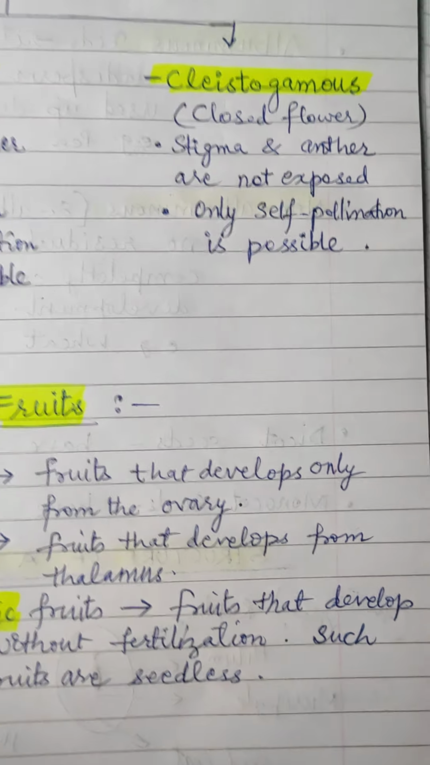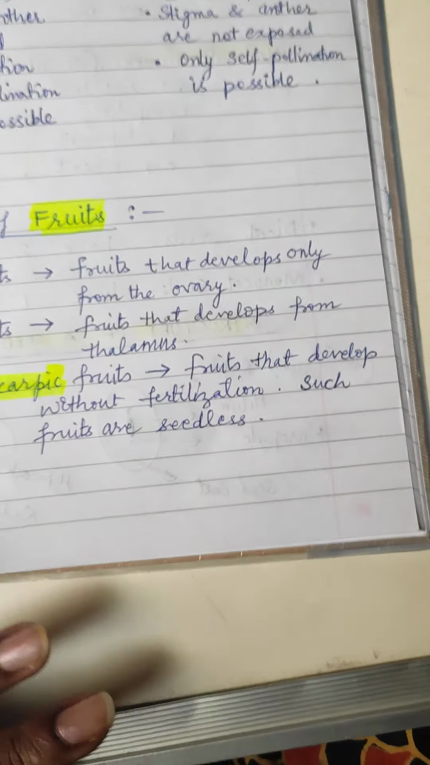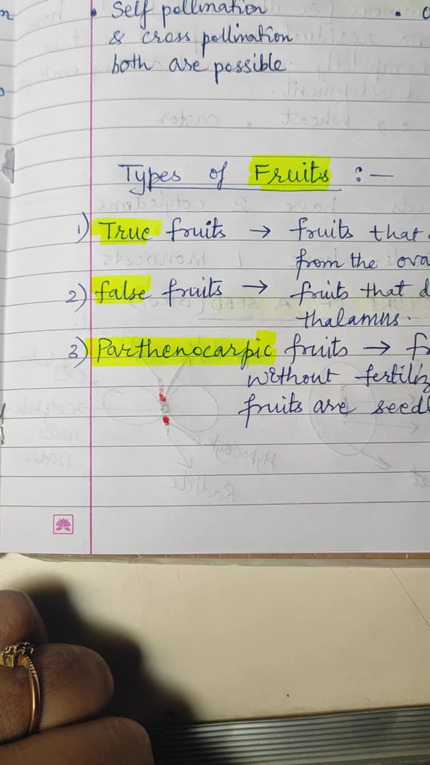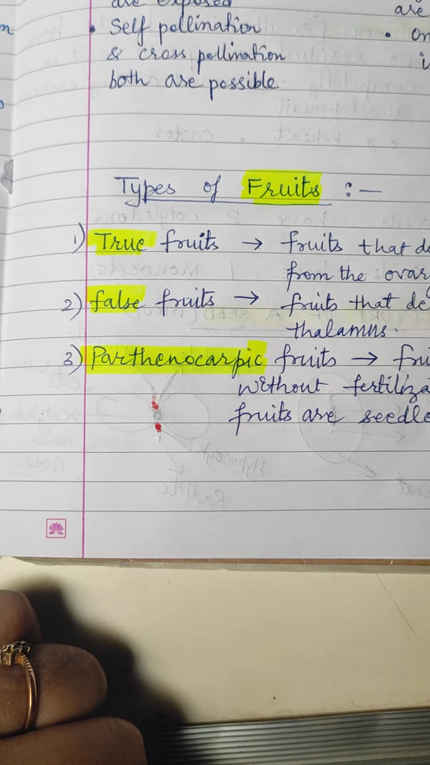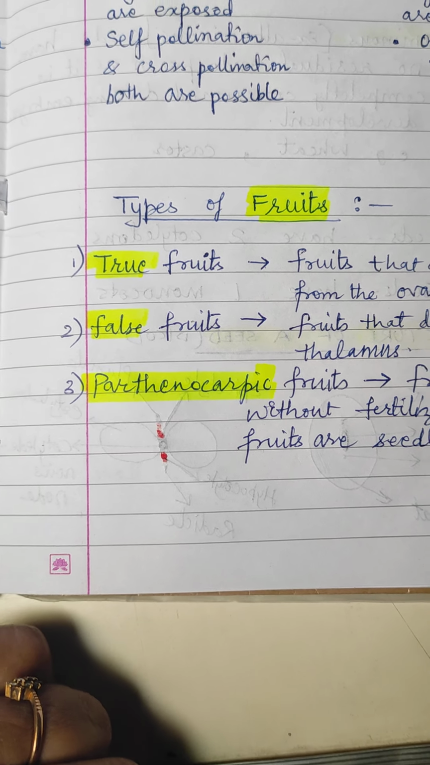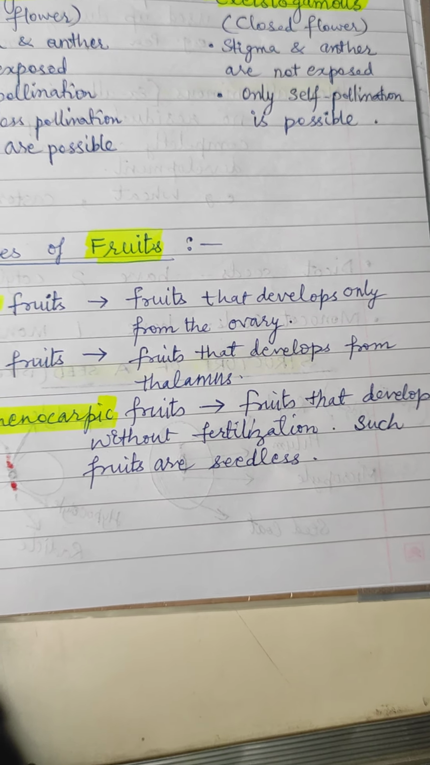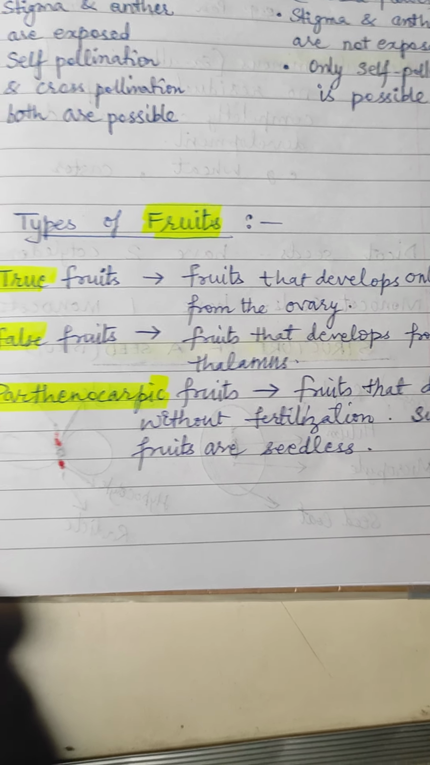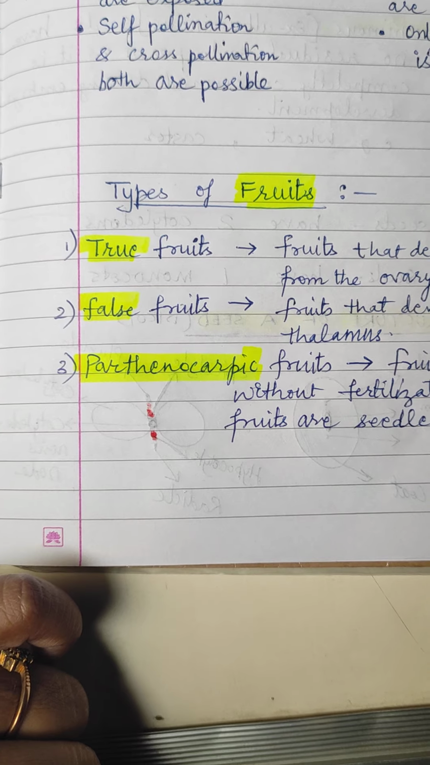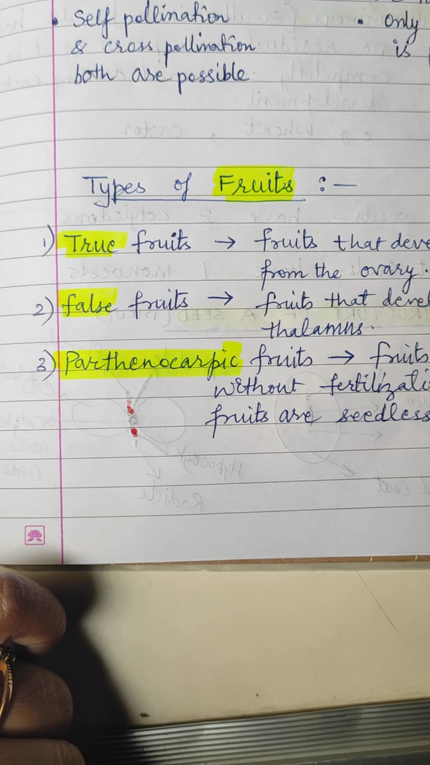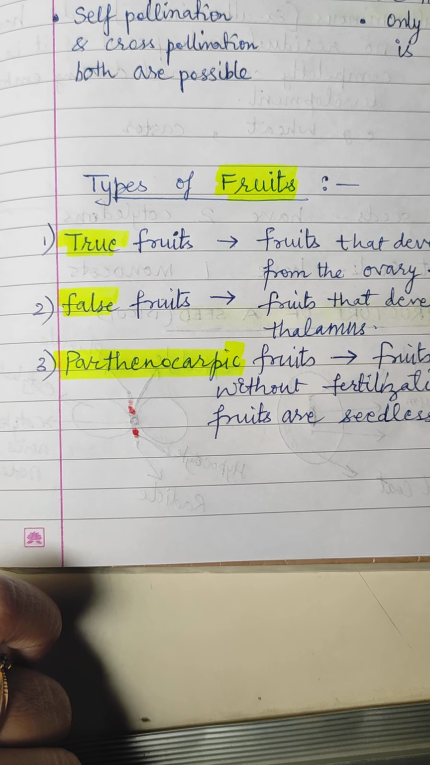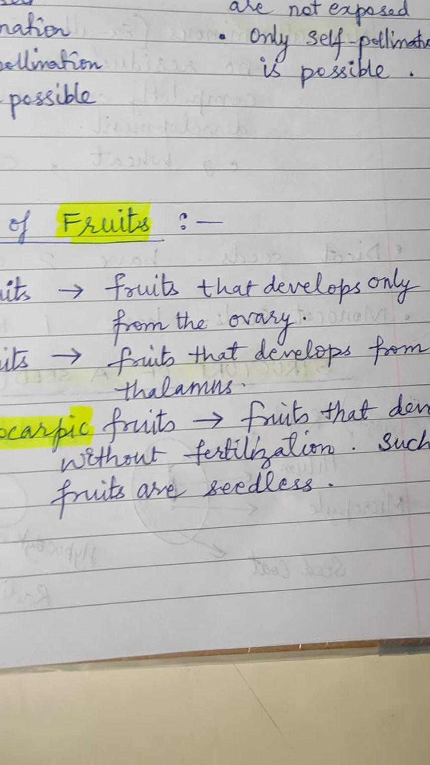Now types of fruits. Fruits can be categorized into true fruit or false fruit. True fruits develop from the ovary. False fruits develop not from the ovary, but some other part, mainly thalamus.